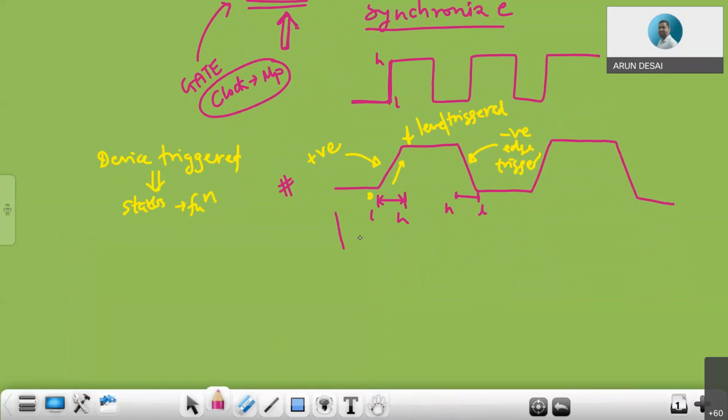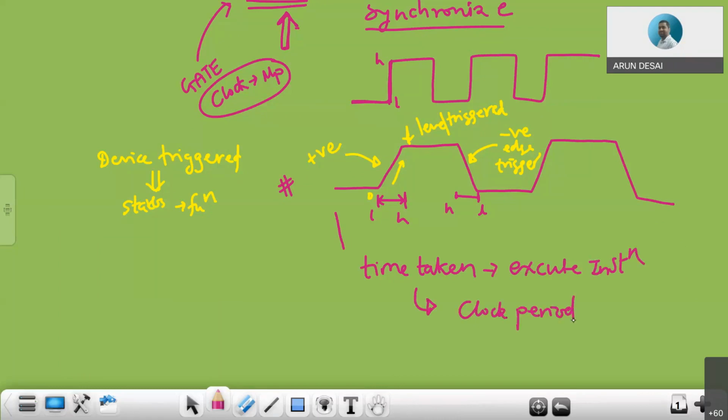Now, one more important point in the clock is, whatever time is taken in a system to execute a program, the time taken to execute an instruction is basically calculated in this clock period, right?